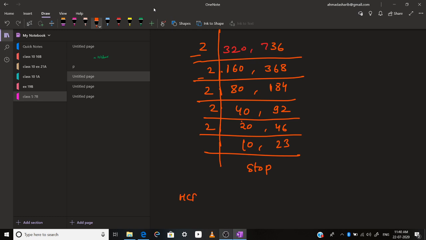And what will be the HCF? HCF will be 2 into 2 into 2 into 2 into 2, 5 times. Okay, 1 2 3 4 5. So 2 2s are 4, 4 2s are 8, 8 2s are 16, 16 2s are 32. So your answer is going to be 32.